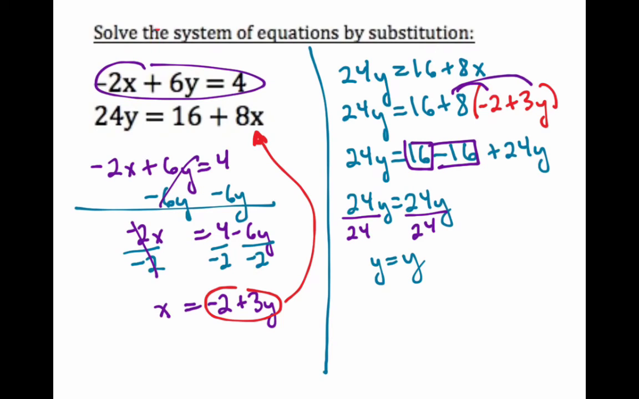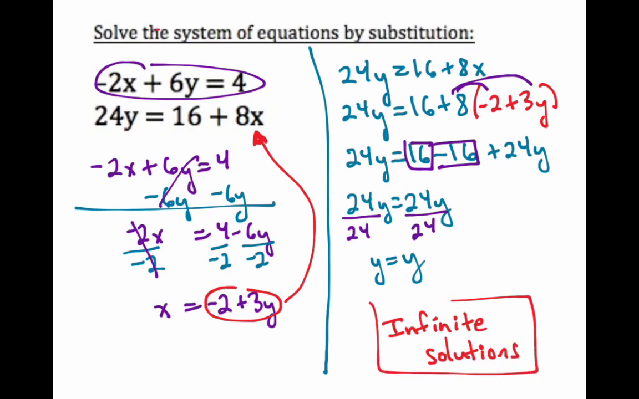It's a true math statement. I still have variables, but this is the identity solution. So this means I have an infinite number of solutions. So I have infinite solutions. If I end up, when I'm solving this kind of system, with y equals y, or if I end up with a number equals the same number, a true math statement, then that is infinite solutions.